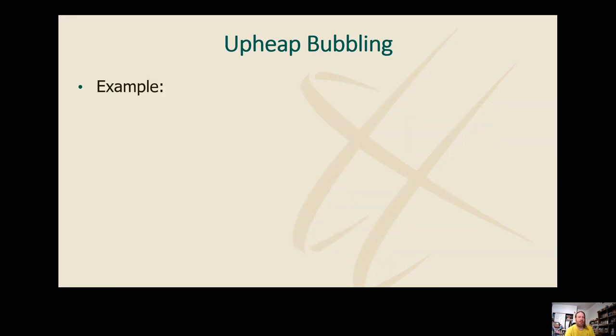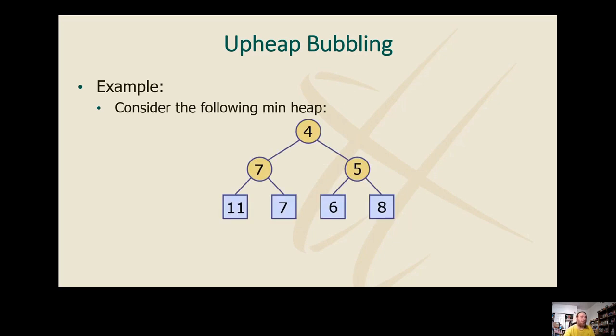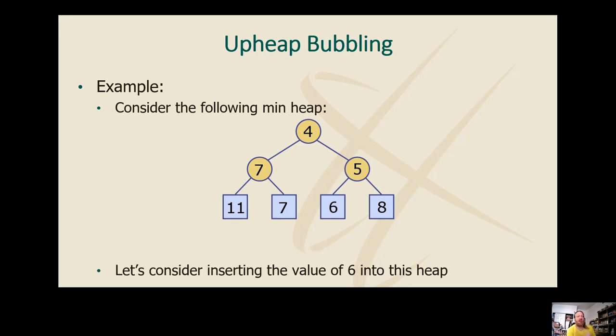Some examples. Here is a min heap, and you can tell it's a min heap because 4 is less than 7 and 5, 7 is less than or equal to 11 and 7, 5 is less than or equal to 6 and 8. It's a complete tree. Beautiful. So if we insert another 6 into this heap, how do we do it? Well, the lowest level is full, so we have to add it as the left child of the leftmost leaf.